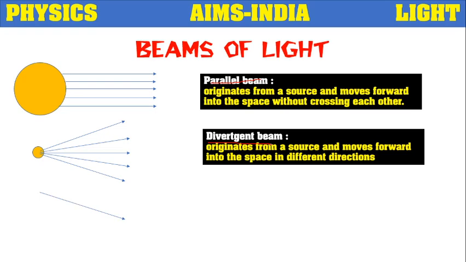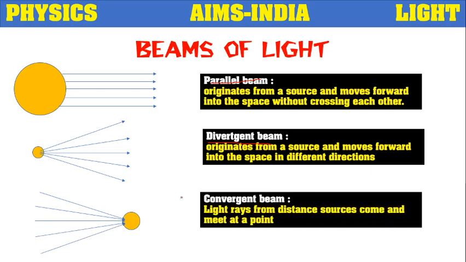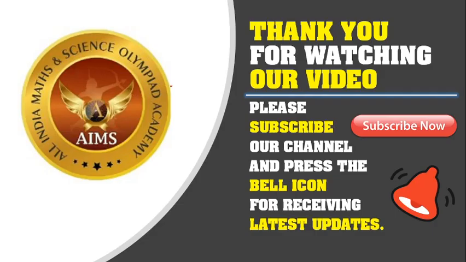In one more example, if you observe here, all the rays are coming and they are meeting at one point. They are converging at one point. So this collection of rays is considered a convergent beam. Like this, we have three types of beams of light.